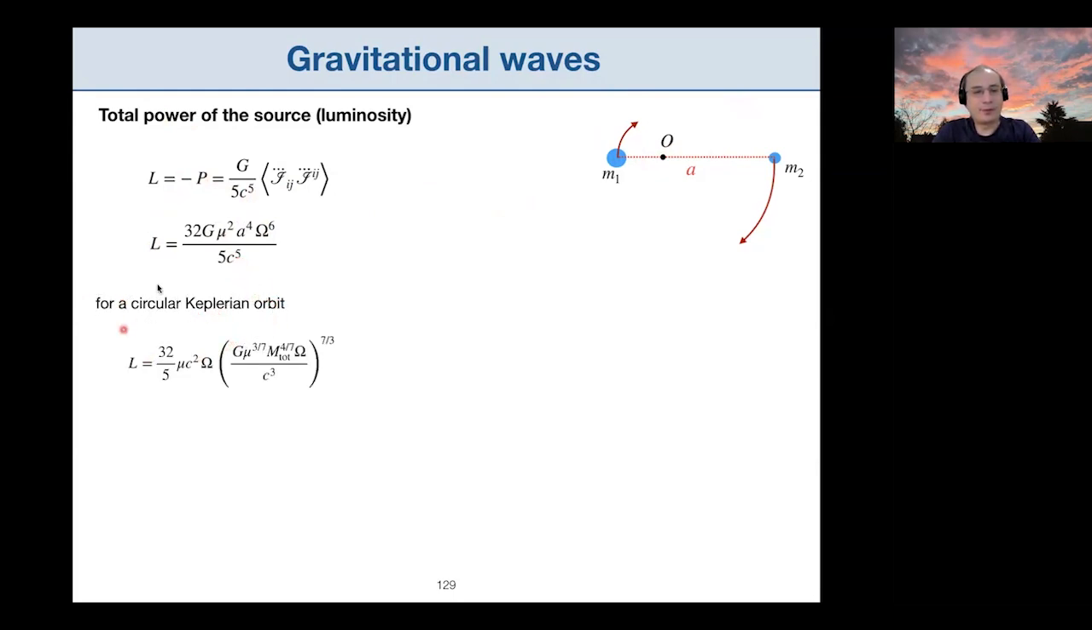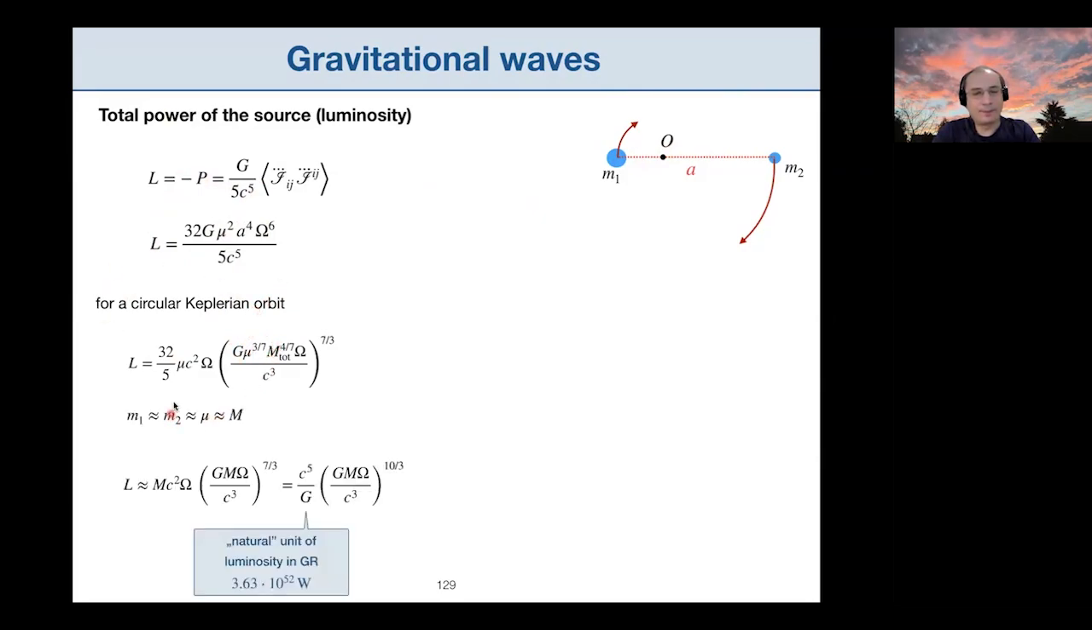For a circular Keplerian orbit, we can massage this formula a little bit more. Again, I assume that the masses are comparable, and in that case, what we get can be expressed very neatly. I think the nicest expression you can get is this one over here. So what you get is c to the power of 5 over G, and then you've got a dimensionless quantity characterizing the system, G M omega over c cubed. That's a dimensionless number. It's taken to the power of 10 over 3. And this multiplies an expression c to the power of 5 divided by G.